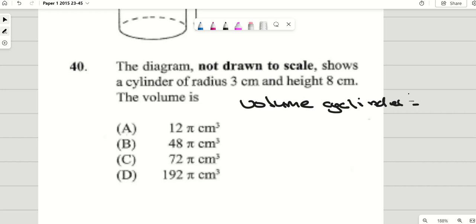This is pi r squared times height, which is equal to pi times 3 squared, and your height is 8. So that's pi times 9 times 8. 9 eighths are 72 pi. So my answer is C.